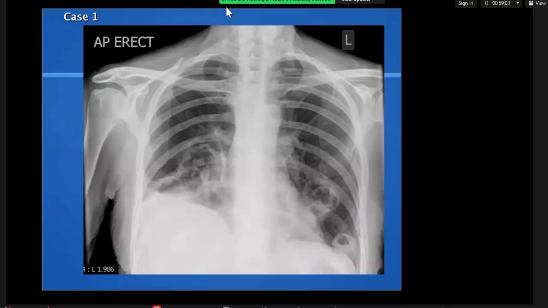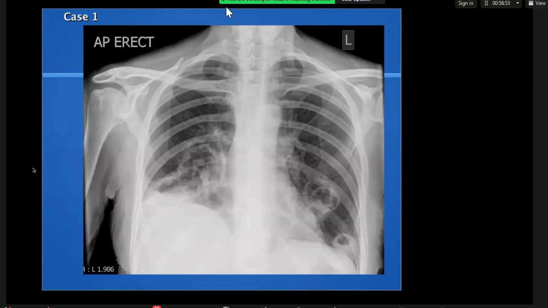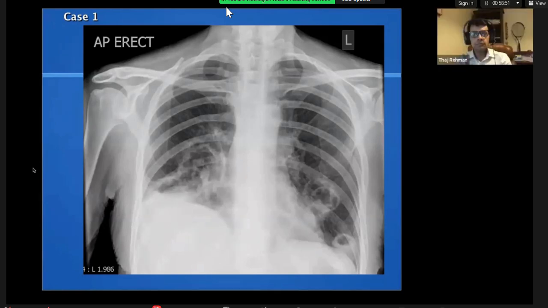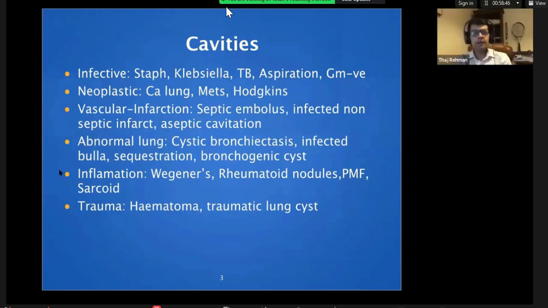So I've got multiple cavitating lesions, and my differentials would be, depending on the clinical history, it could be secondary to Wegener's granulomatosis, it could be secondary to... Yeah, the diagnosis is Wegener's granulomatosis.